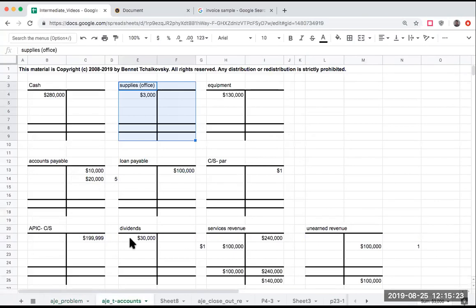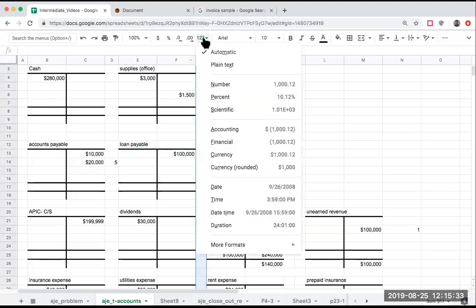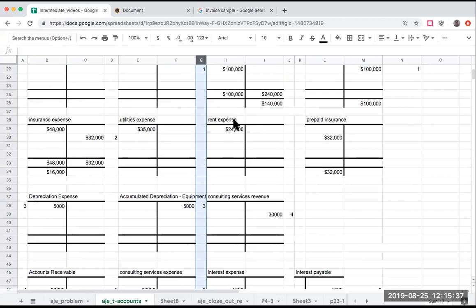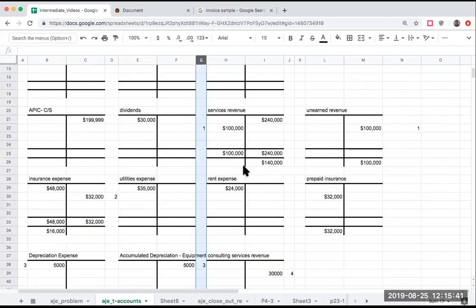So let's go over here. So let's see, we've got office supplies here. We're going to say here 1,500. This is going to be transaction 7. And then I'm going to be debiting office supplies expense, which is nowhere to be found.